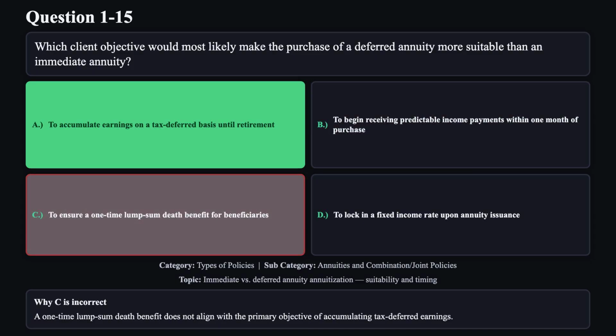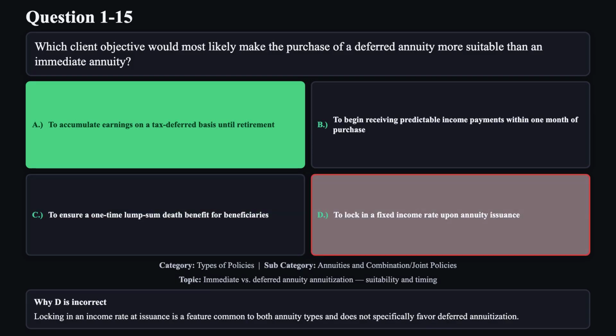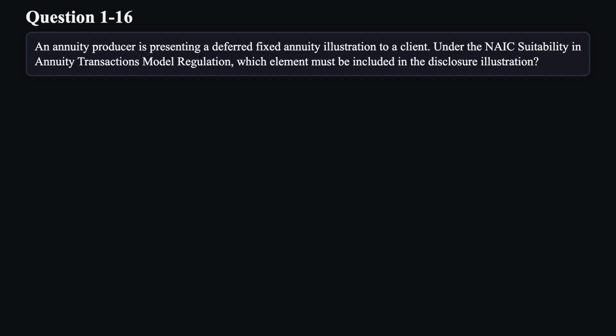Reason C is not correct. A one-time lump sum death benefit does not align with the primary objective of accumulating tax-deferred earnings. Reason D is not correct. Locking in an income rate at issuance is a feature common to both annuity types and does not specifically favor deferred annuitization. Question 16. An annuity producer is presenting a deferred fixed annuity illustration to a client.